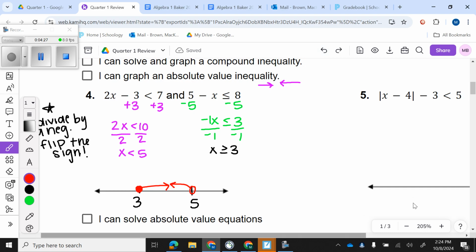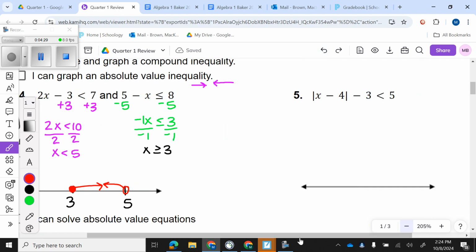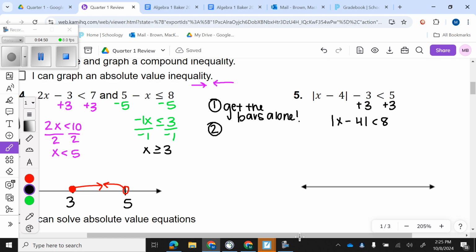All right, 5, we've got an absolute value inequality. And the same thing we've got to do, really important, you have to get the bars alone. So I'm going to add 3 over here first to get these bars alone. And I'm going to have the absolute value of x minus 4 is less than 8. Now that the bars are alone, we're going to split this into 2 problems. One is going to be positive, and one's going to be negative.